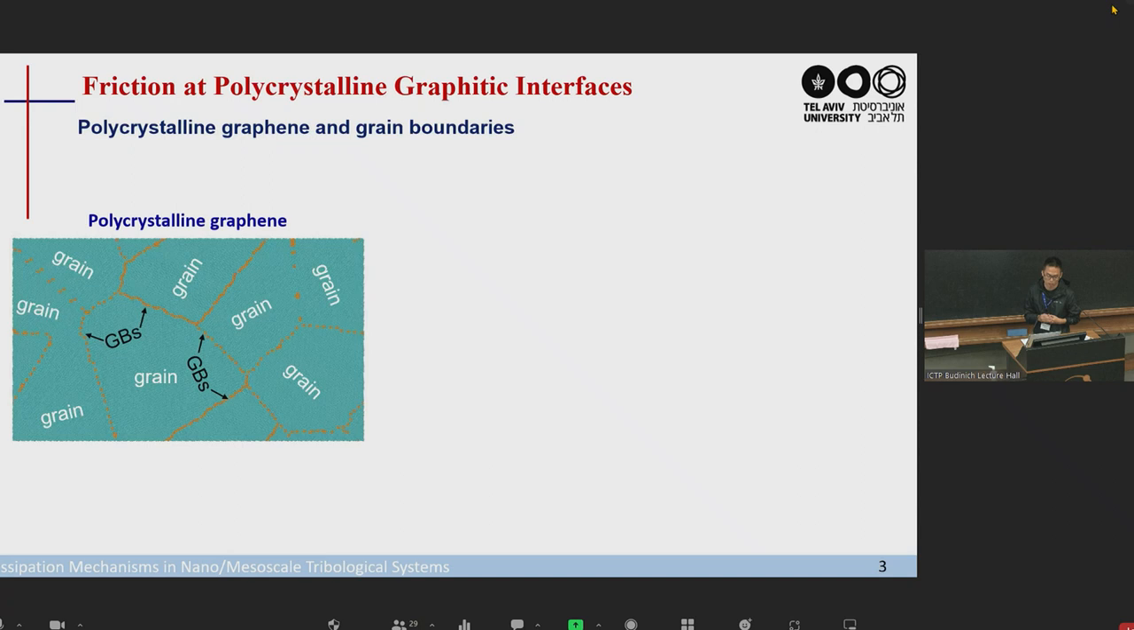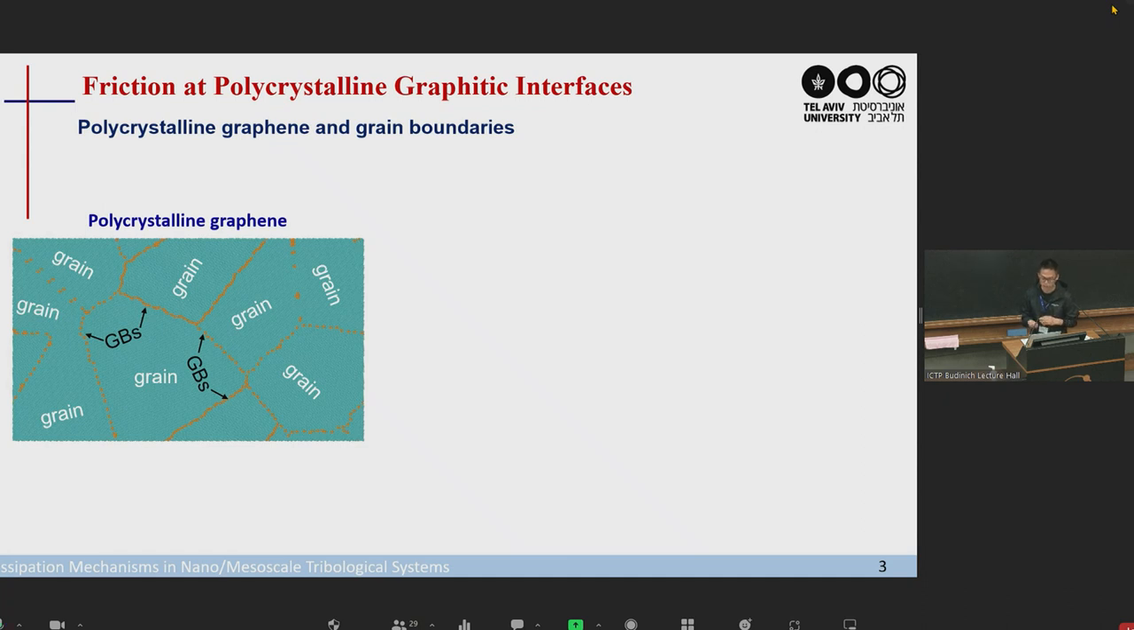So what is a polycrystalline sample? Let's take polycrystalline graphene as an example. It contains randomly oriented grains separated by grain boundaries. Although the randomness in grain orientation may facilitate the incommensurability of the interface, the grain boundaries, on the other hand, may produce additional energy dissipation that may impact superlubricity.